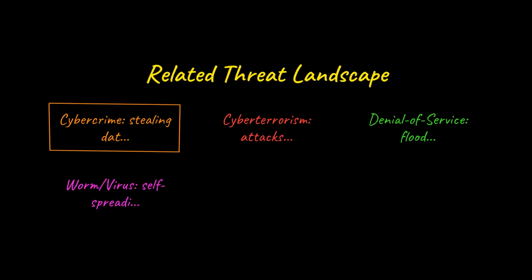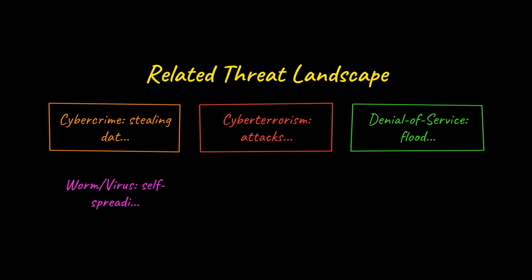Several related terms round out the picture. Cybercrime is illegal online data theft broadly. Cyberterrorism aims to cause disruption or harm. A denial of service attack floods a system to knock it offline, while worms and viruses are self-spreading malicious code.